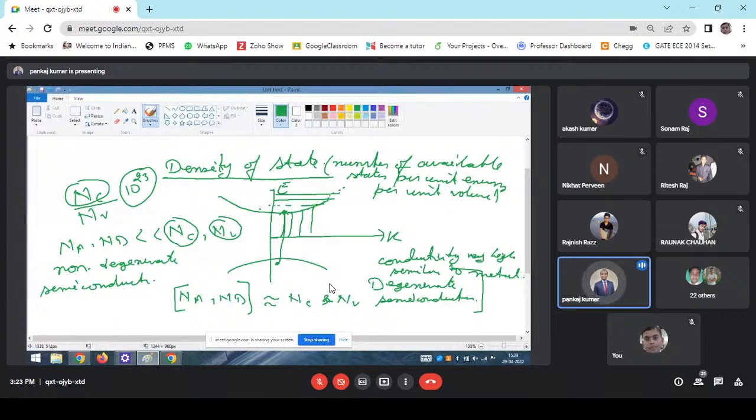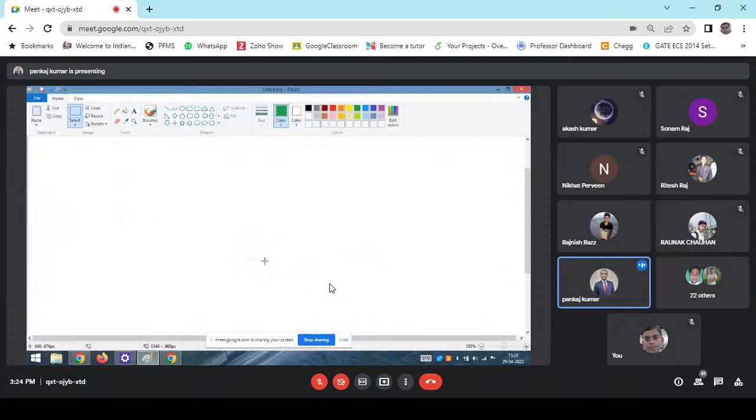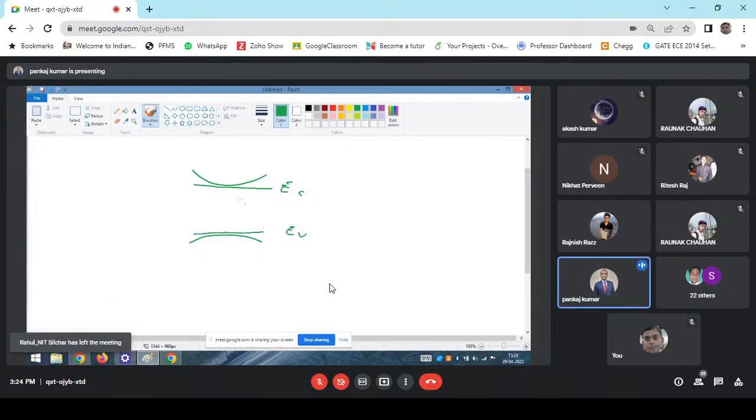Okay, and in amorphous, again I have discussed that we have two different types of semiconductor, crystalline or amorphous. So in crystalline, we have a discrete space between the valence band and conduction band. There is no available state. Suppose this is your EC and this is your EV. So this is the band gap, EG.